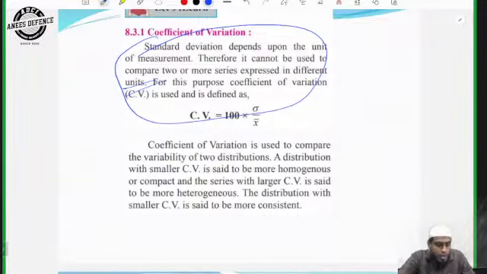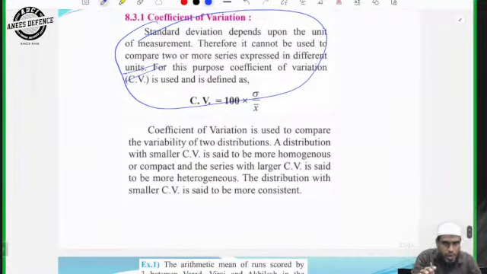If you have a large value of CV, we can say that it is heterogeneous, and if the value of coefficient of variation is smaller, then we can say that it is homogeneous or compact. So homogeneous data or the distribution with smaller coefficient of variation, we can say that it is more consistent in nature. So the basic formula of coefficient of variation is CV equal to 100 into sigma by x bar.